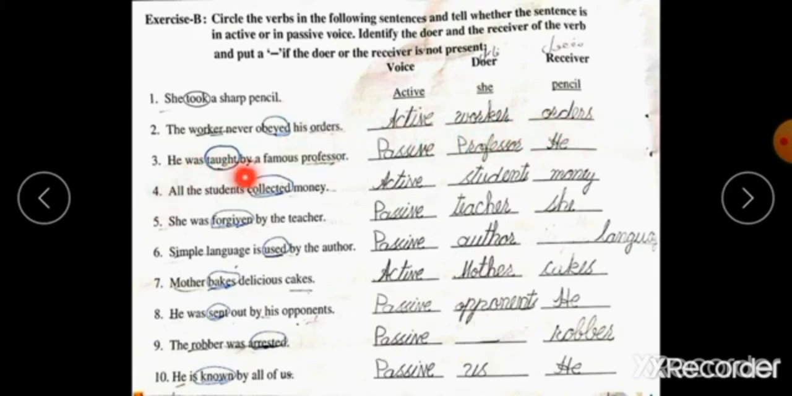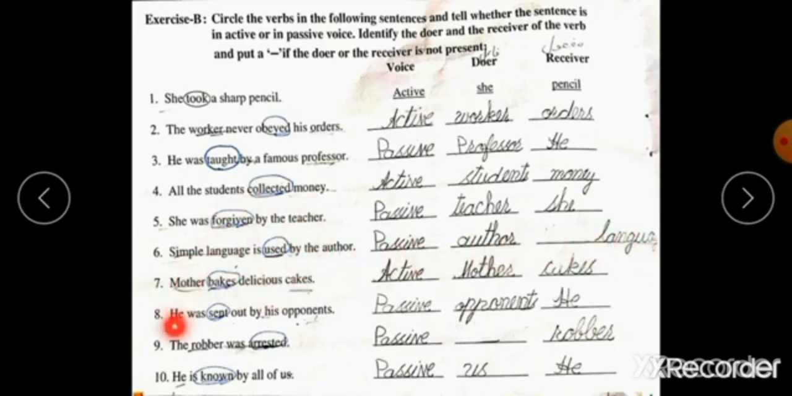He was taught by a famous professor. Passive voice. Professor is doer, he is receiver. While taught is verb. All the students collected money. Active voice. Students is doer while money is receiver. She was forgiven by the teacher. Passive voice. Teacher is doer while she is receiver. Forgiven is a verb. Simple language is used by the author. Passive voice. Author is doer, language is receiver.